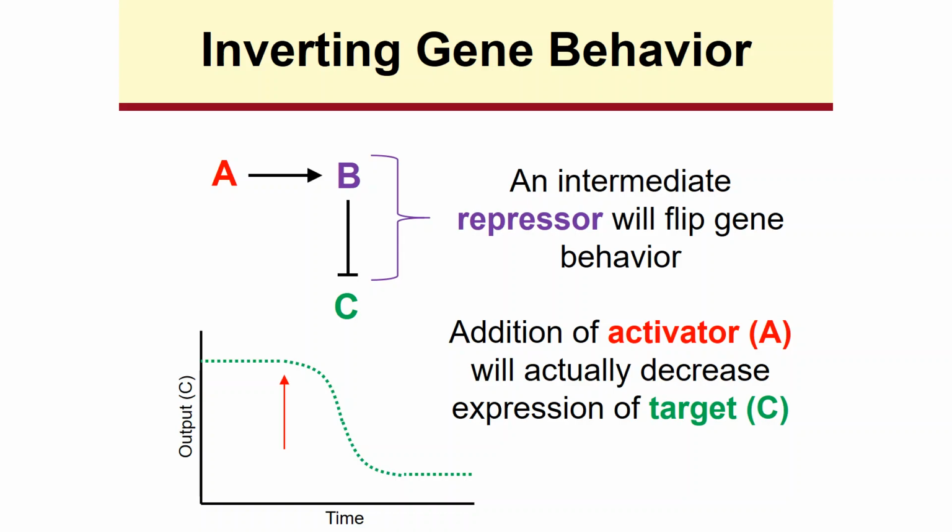How would we do this? How can you accomplish this effect? Well, an inverter usually is the addition of a repressor gene in the middle of this genetic circuit. So instead of activator A binding to gene C's promoter directly and activating transcription, it instead will bind to the promoter of gene B, activate and create gene B, and B here is a repressor which will shut down C. So by combining different genetic modules, we can change the behavior here of this circuit.